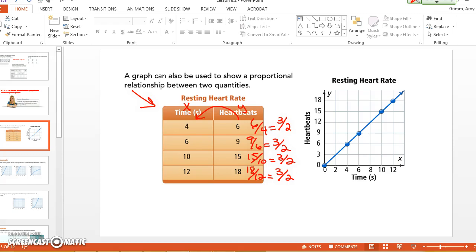graph of the same information. So if I would graph my time and heartbeats, this would mean my time is 4, my heartbeat is 6. That's where they graphed it. If at time 6, my heartbeat is now 9, 6, 9. Do you see how they graphed each one?